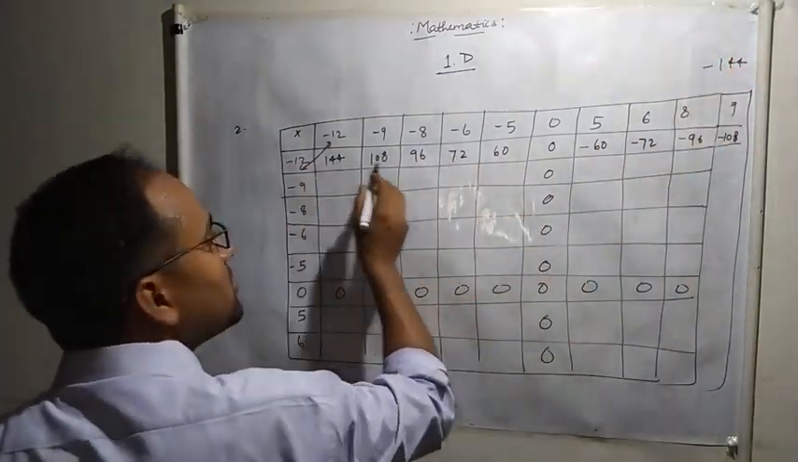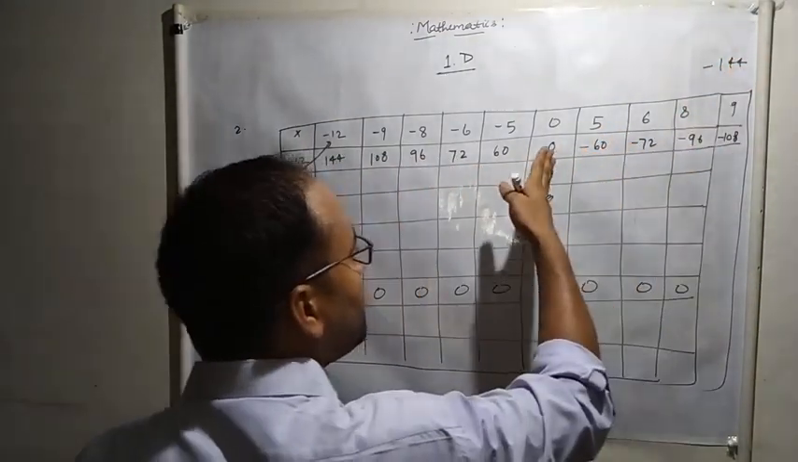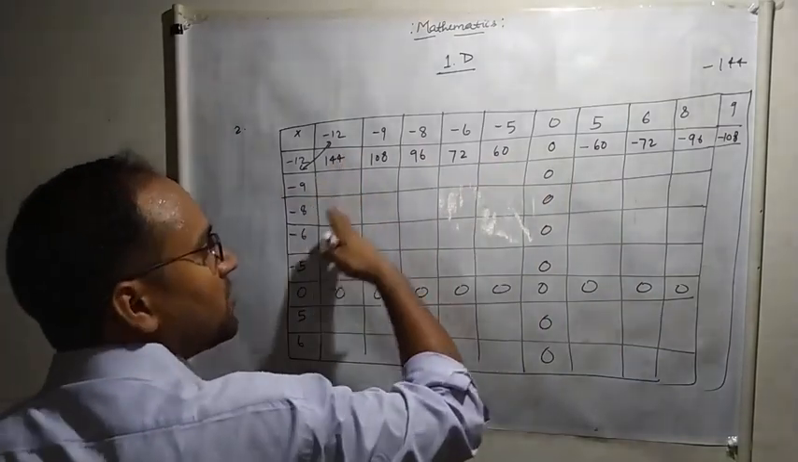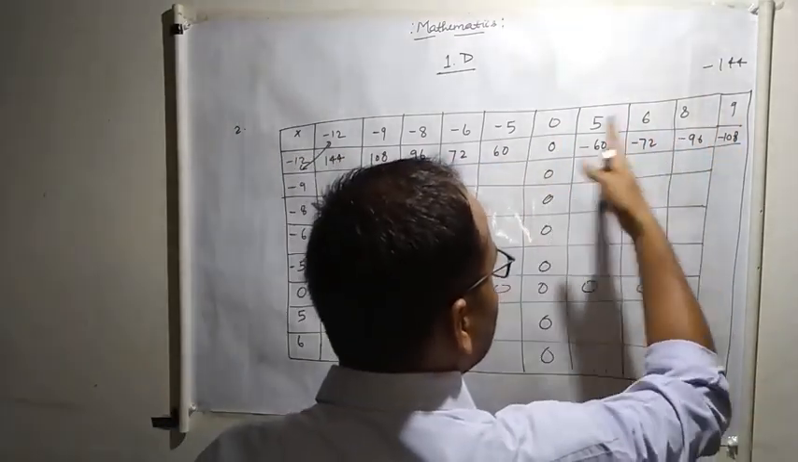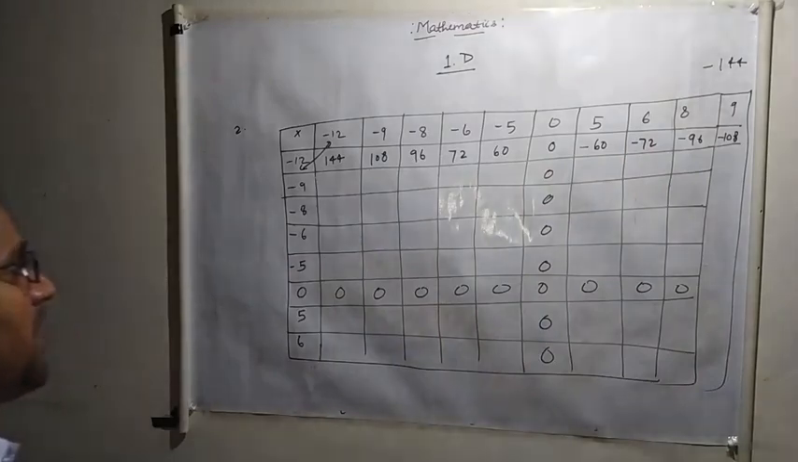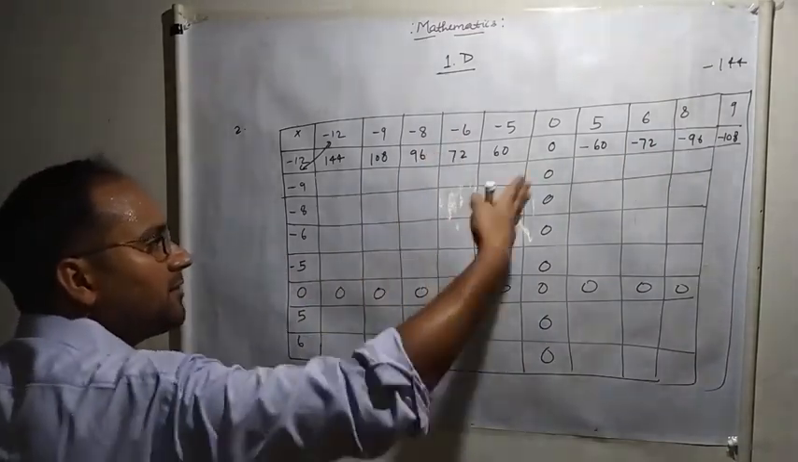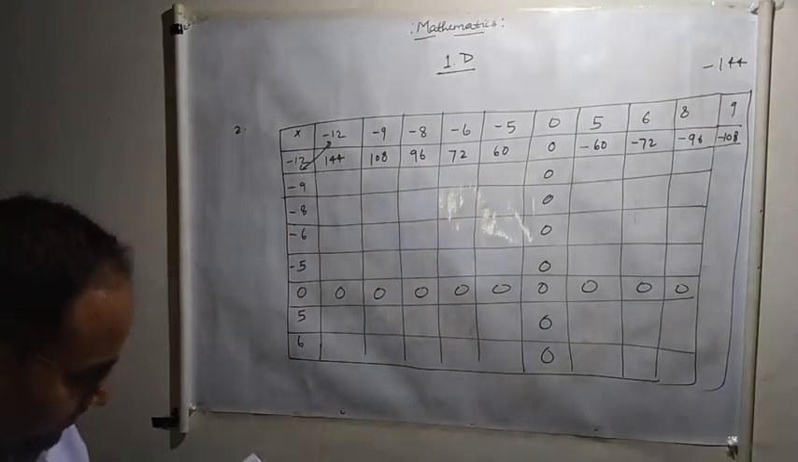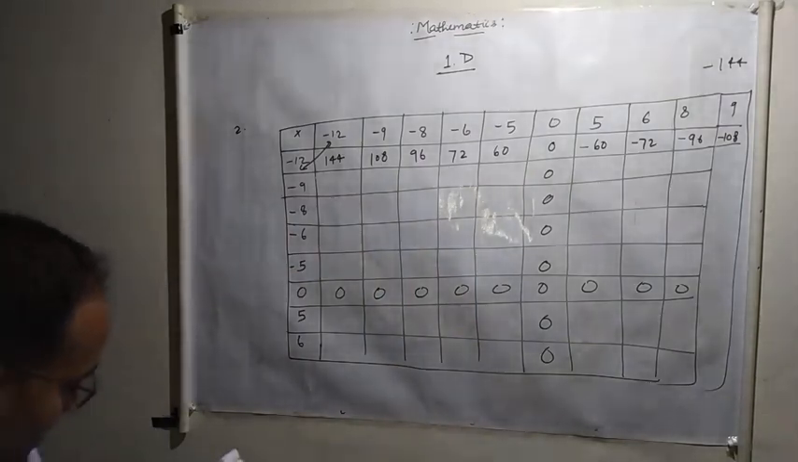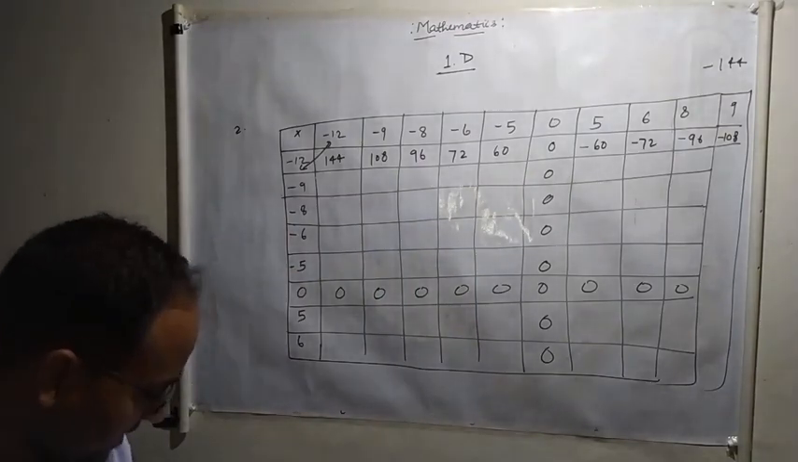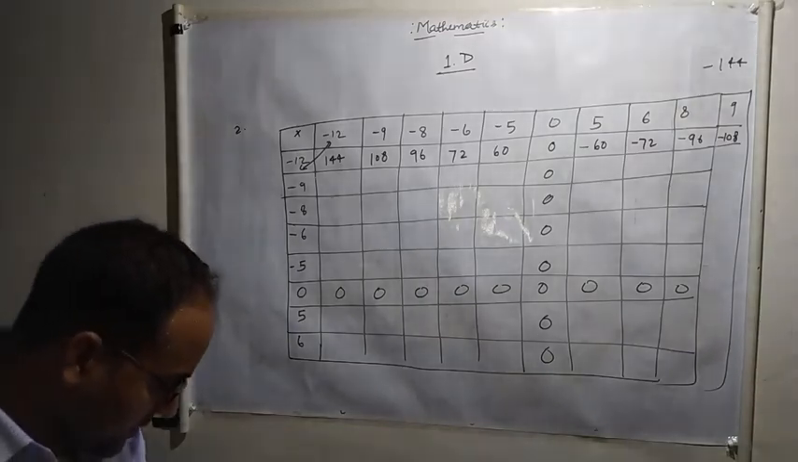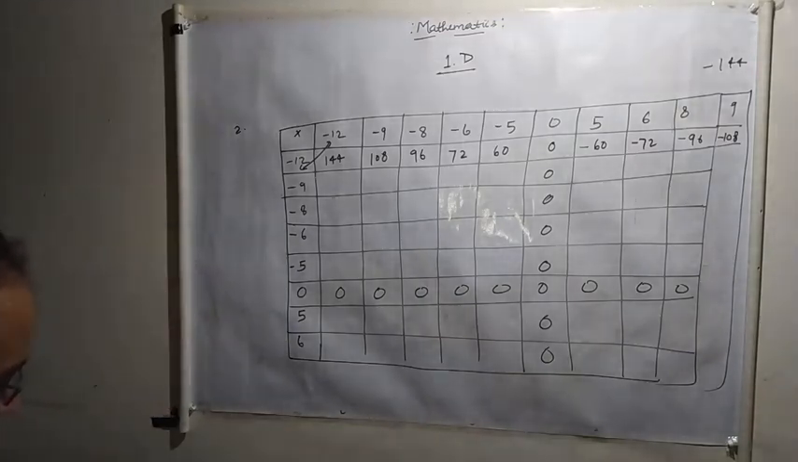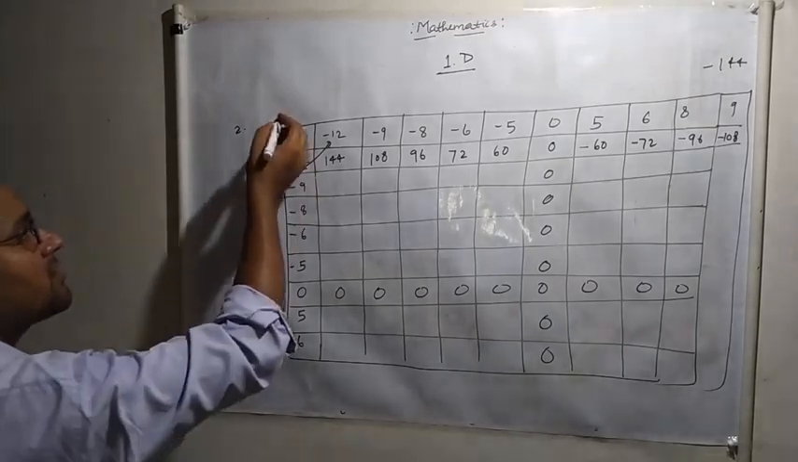Here it is positive, and before 0 all are positive, and after 0 all are negative. So in that way you can multiply each row and column, and you will get the product, students. After multiplying this, fill in the blanks by using greater, less and equal signs. So I show you that question.